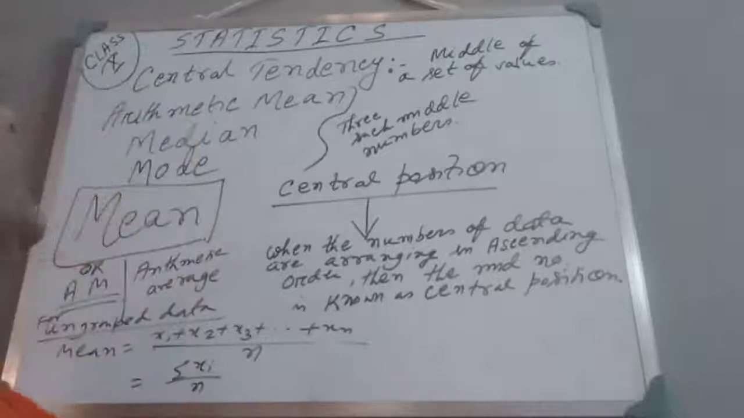Now let us start with central tendency. What is central tendency? Measures of central tendency are numbers that tend to cluster around the middle of a set of values. Three such middle numbers are mean, median and mode. That means the middle of a set of values. What does it mean, the middle of a set of values?